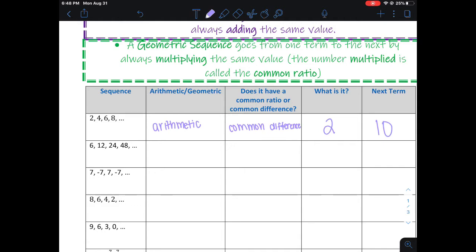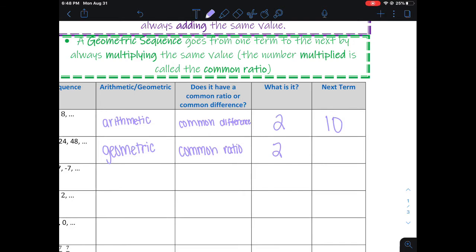So now I just gave the answer away. Good job. Okay, so 6 times 2 gets us 12. 12 times 2 gets us 24, and 24 times 2 is 48. So this one looks like we're multiplying, so it's geometric, meaning that it has a common ratio. And that common ratio is 2. And then what will the next term be? 48 times 2, 96.